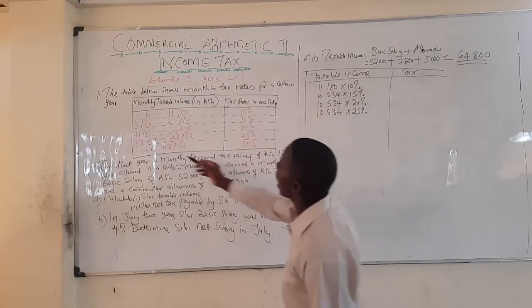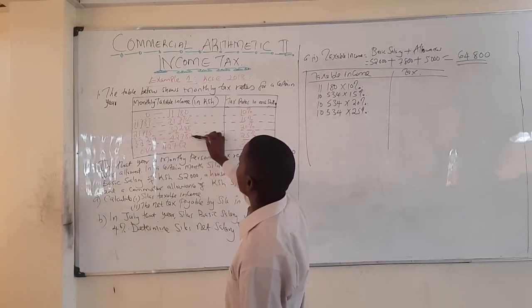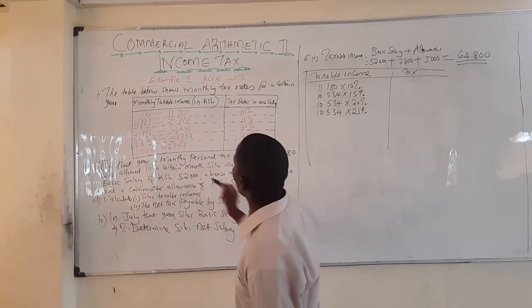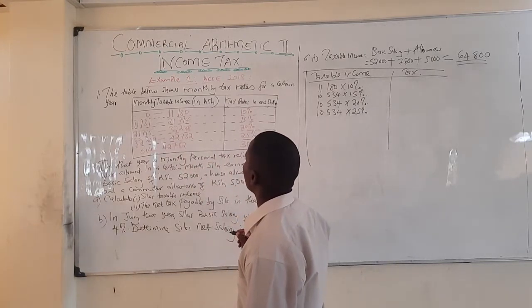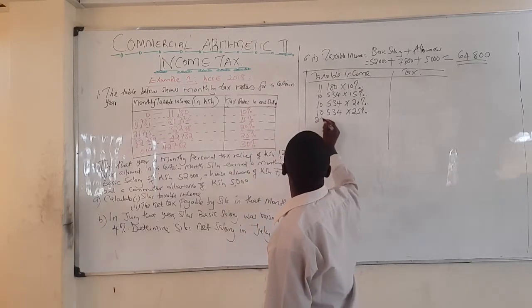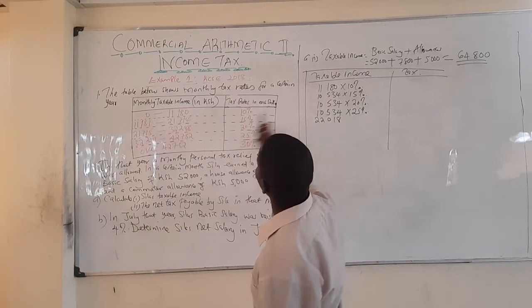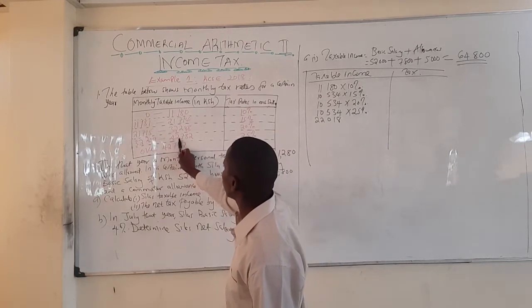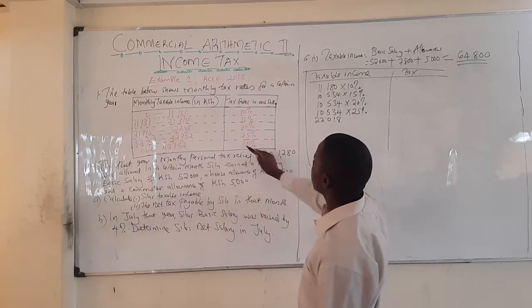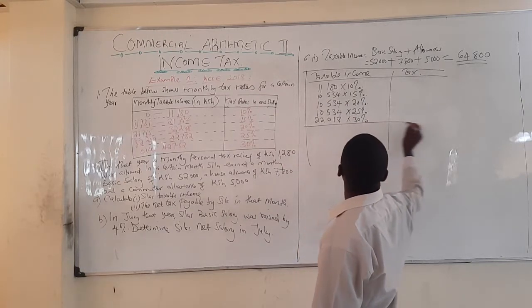Then in the fifth bracket, we are going to be taxing the excess of this money, and that is going to be 64,800. We subtract 42,782, and that is going to give us 22,018. This one is taxed at the rate of 30%. So we are going to have that.